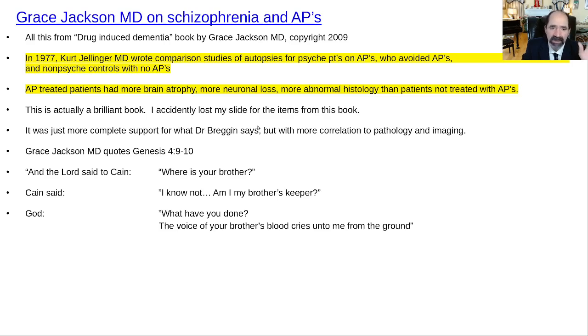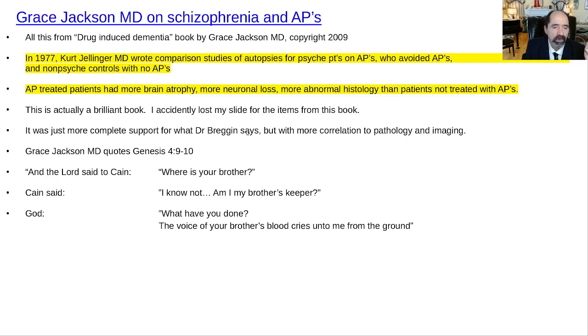And her book's actually very clever. We're not going to get into it today, but her book is clever. She's a bright lady with an interesting way of looking at things. She really synthesized things from a basic level. Really interesting. She's got more pathology and imaging correlation than Bregan does.